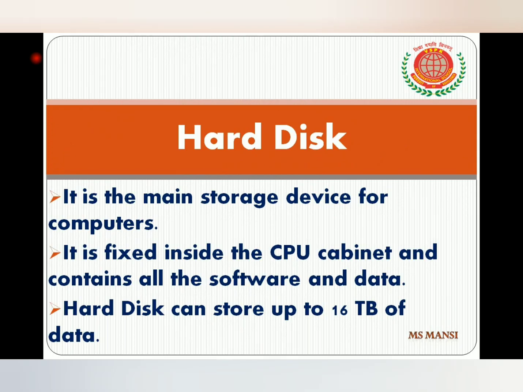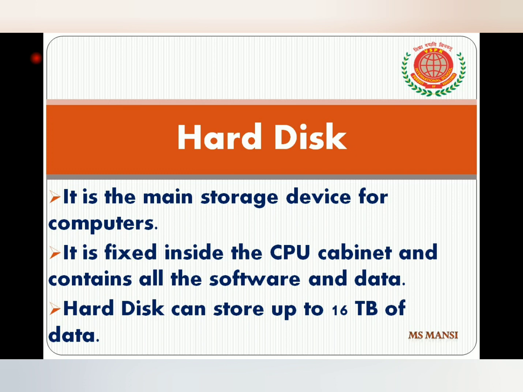So what is hard disk? It is the main storage device for computers. So what is the main storage device for computers? Hard disk. It is fixed inside the CPU cabinet, and it contains all the software and data. Hard disk can store up to 16 TB of data. So this is all about hard disk.